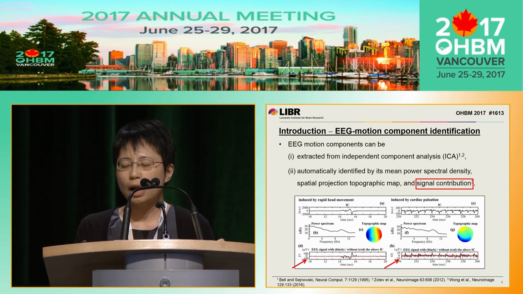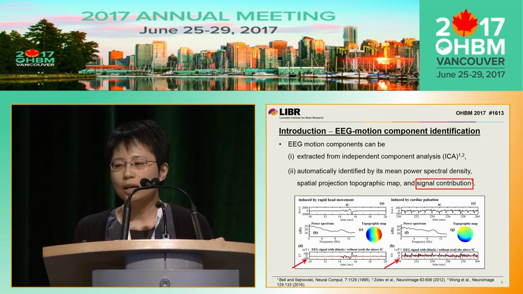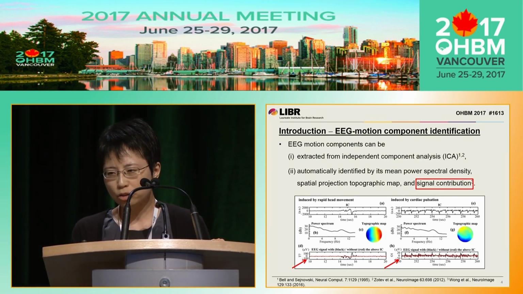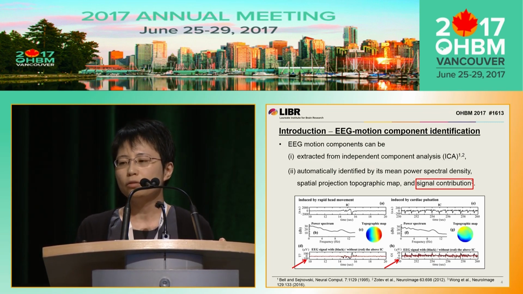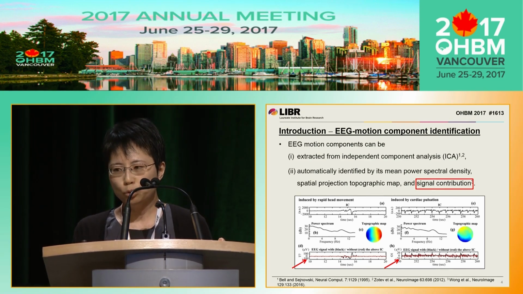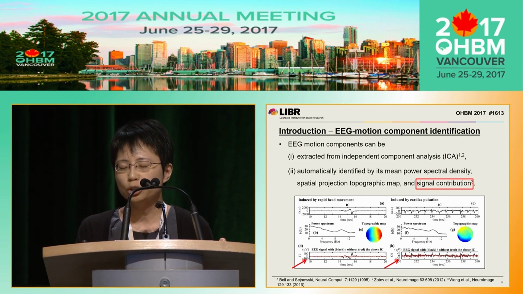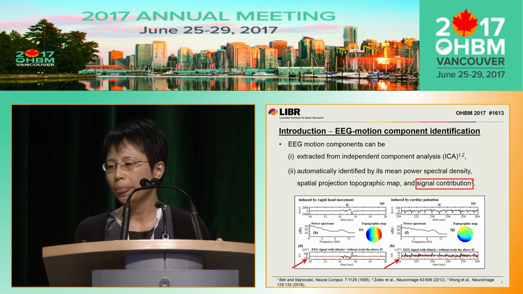The rule-based algorithm analyzes the IC time courses, power spectrum, topographic map, and the reduction of spike in the EEG time series by comparing these properties with threshold parameters. Depending on the motion severity of the subjects, the rule-based algorithm takes about a minute or two to identify the motion ICs for each scan.